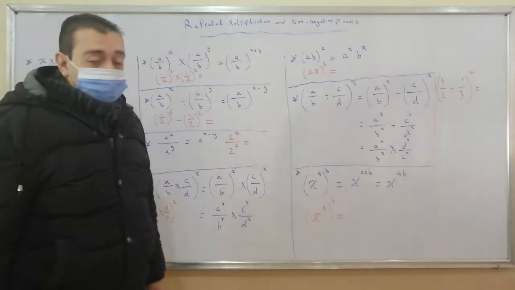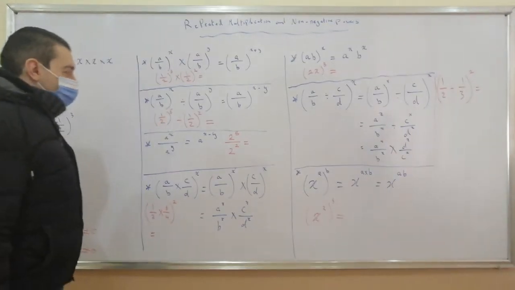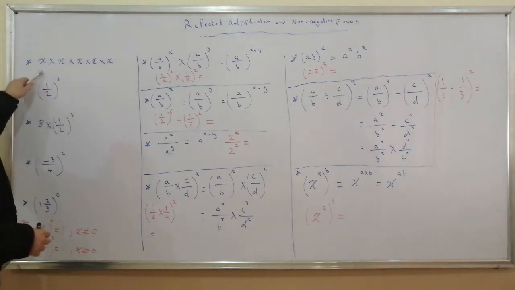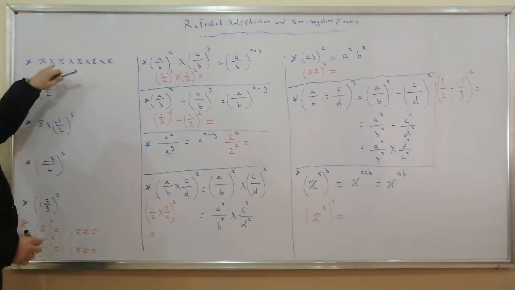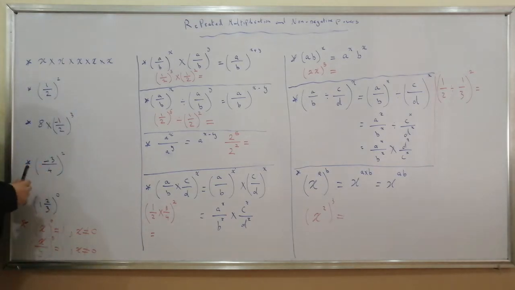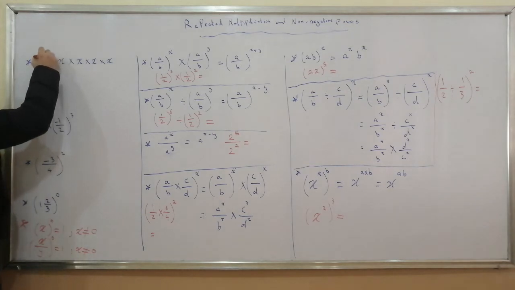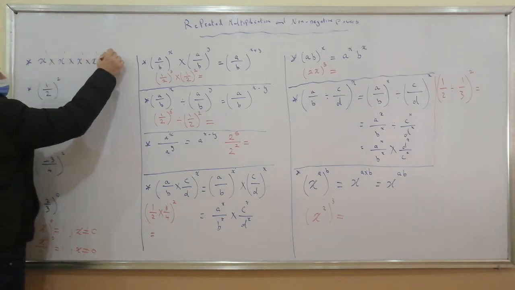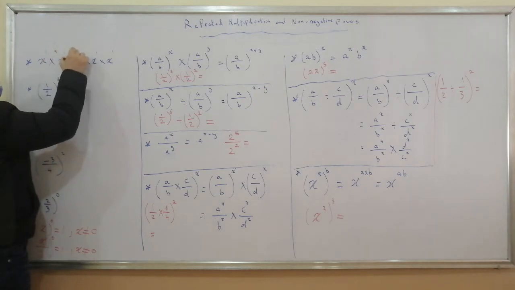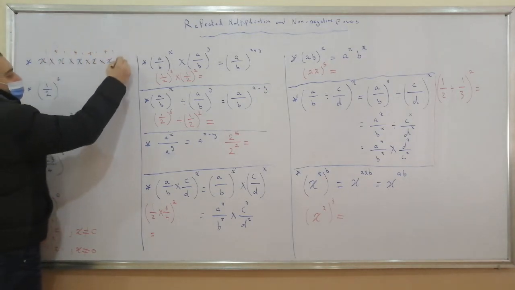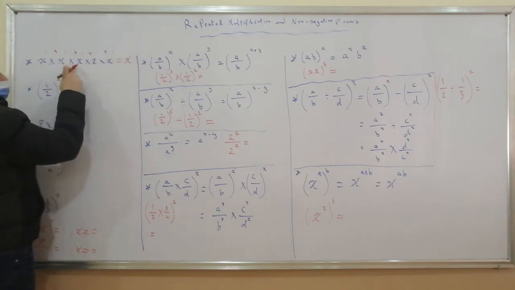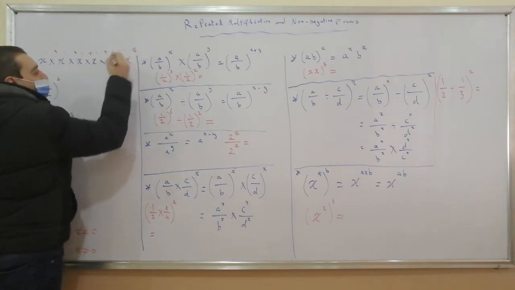Repeated multiplication and non-negative integer powers. When multiplying with the same base, each factor of these factors, x times x times x times x times x, all are the powers which is 1, 1, 1, 1. When multiplying with the same base, we add the powers. Then this is equal x power 1, 2, 3, 4, 5. This is x power 5.